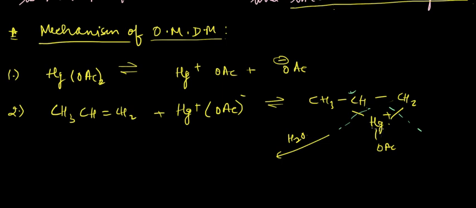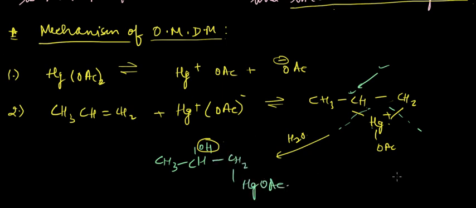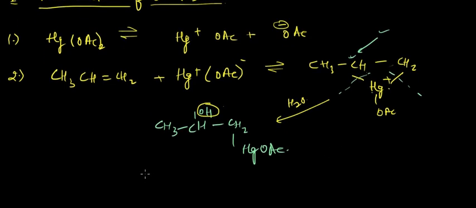So where should we allow the positive charge to occur? Obviously this carbon atom, because of obvious reasons. So we'll get something like OH attached here, and CH2HgOAc here. Okay, this part is called oxymercuration.